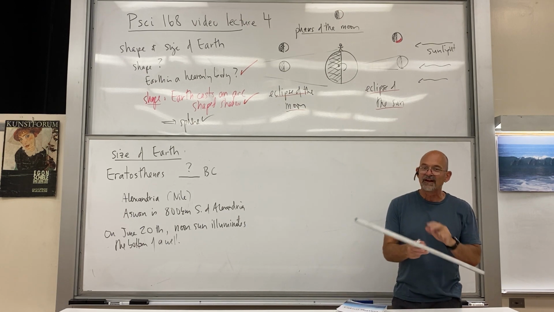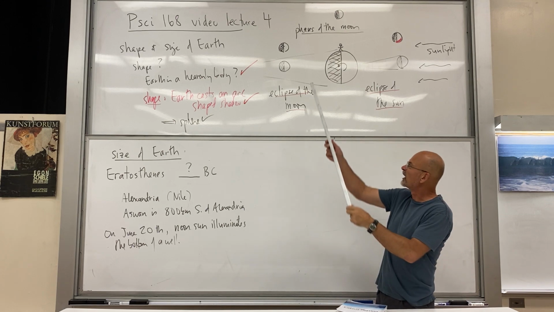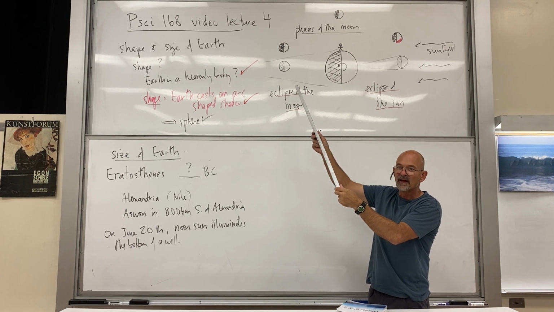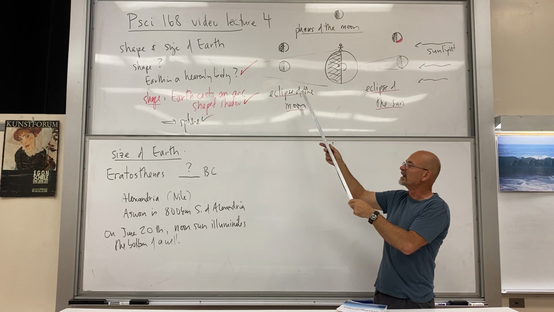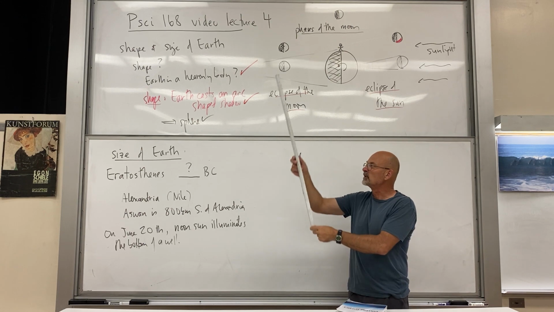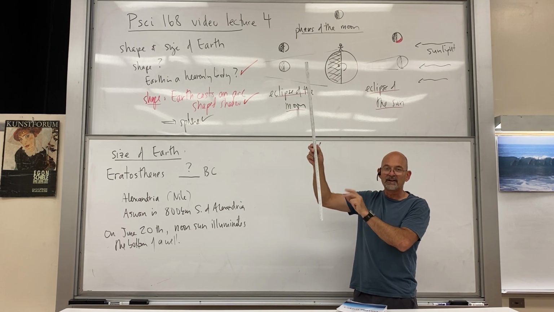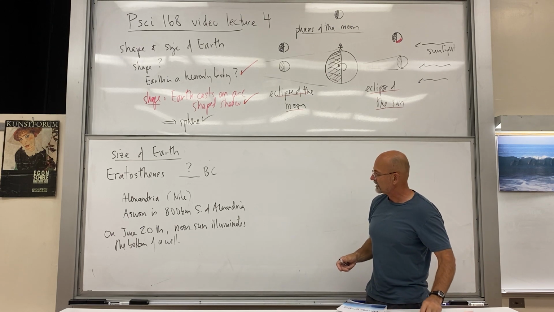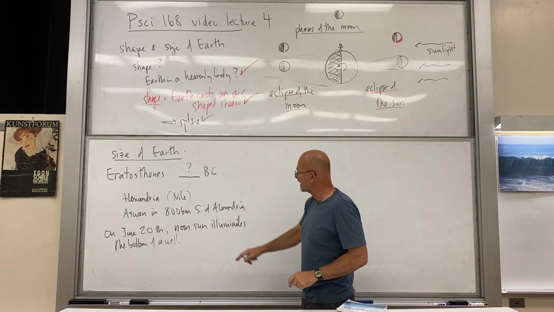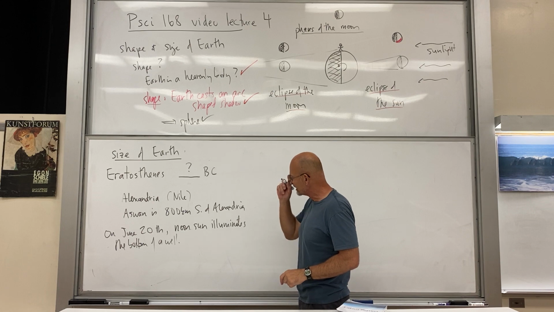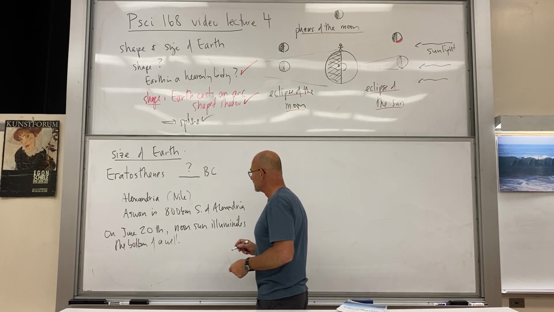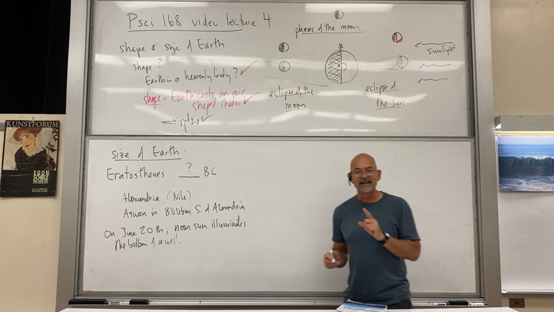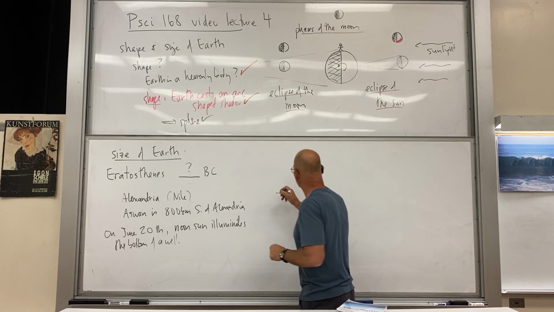Now in Fresno, the sun is never directly overhead at noon. It's always coming in at some angle, okay? But at Aswan, it'll be directly overhead. That's because of the latitude of Aswan. So on June 20th, the noon sun illuminates the bottom of a well, meaning directly overhead. And here's the idea that Eratosthenes had.